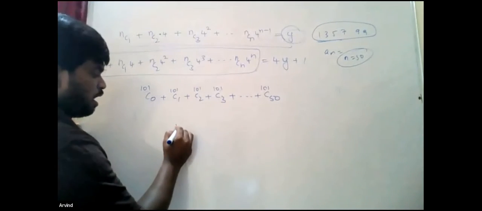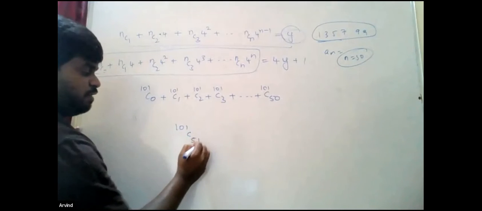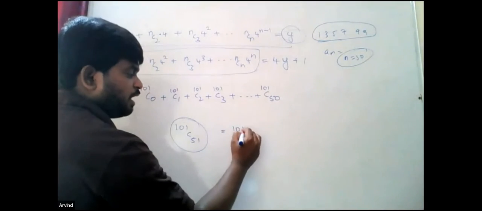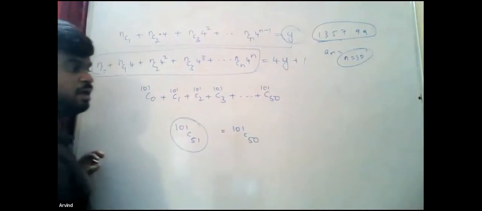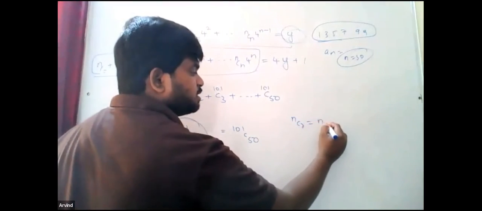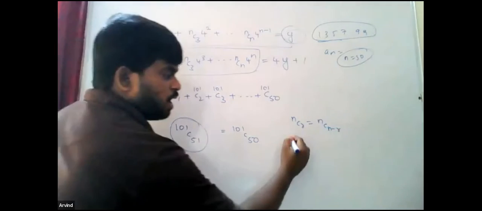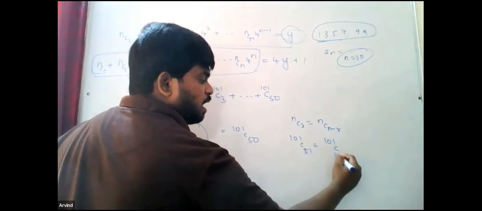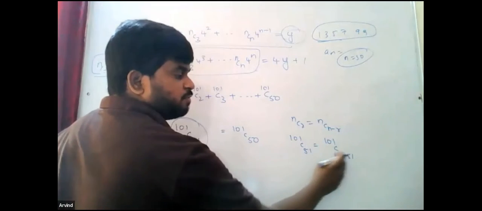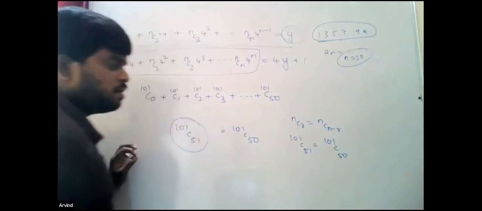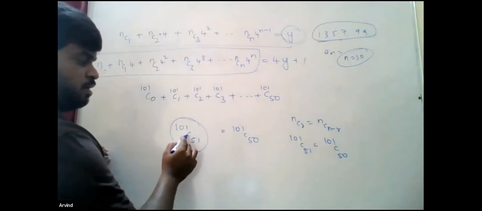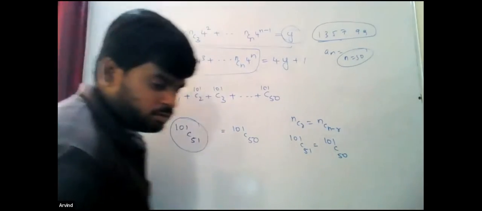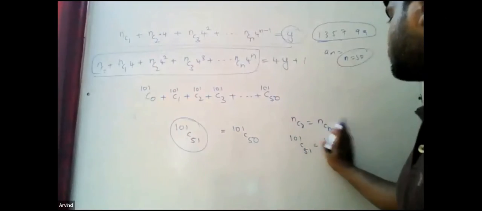But actually, observe: 101 C51 is equal to 101 C50. How? Using this formula, nCr is the same as nC(n minus r). So 101 C51 is equal to 101 C(101 minus 51). 101 minus 51 is 50. So 101 C51 and 101 C50 are equal.